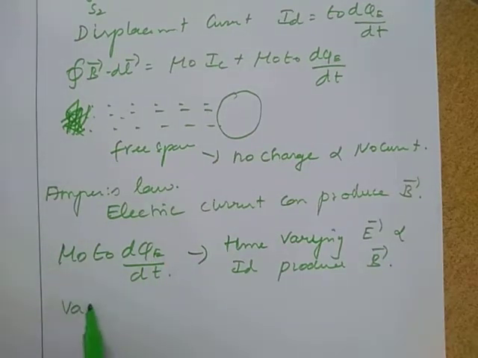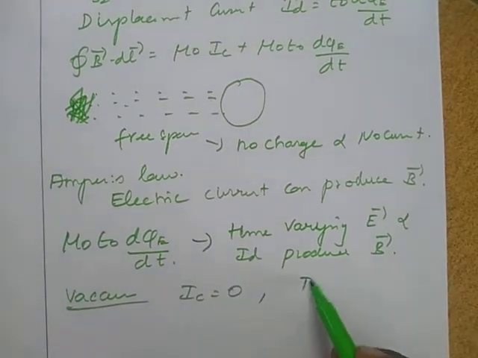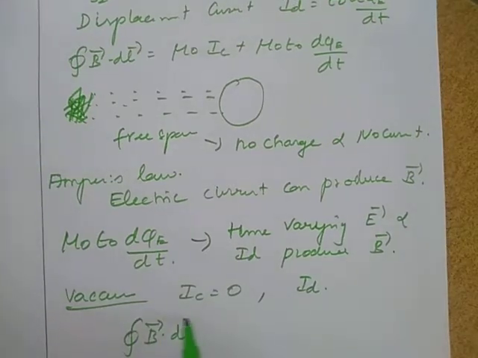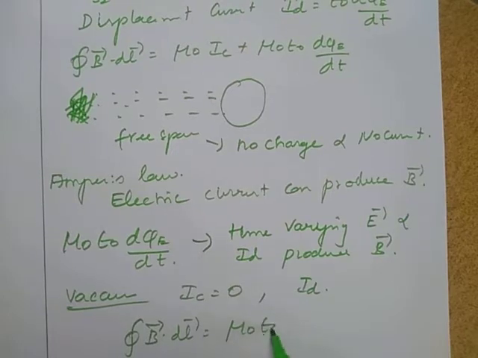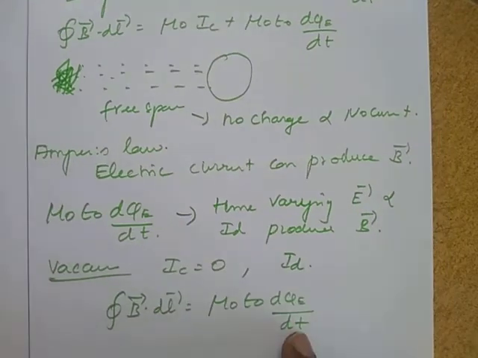In vacuum the conduction current will be 0, but the displacement current is there. Sorry, it exists, displacement current is there. So due to this reason, in vacuum the Ampere law becomes closed loop integral of B vector dot dl vector equal to mu naught epsilon naught d phi by dt. This is the Ampere law in vacuum.